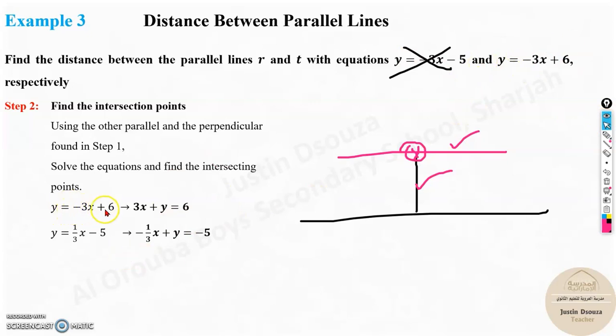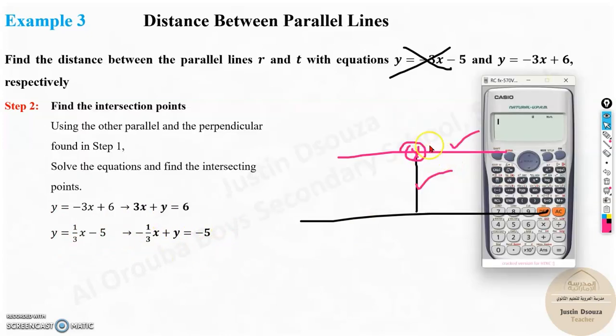See, y is equal to minus 3x plus 6. This step was done in the last video as well, the last type of problem. So use this particular line, rearrange it and write it as 3x plus y equals c. 3x plus y, this minus 3 becomes plus 3x plus y equals 6. What about the other one? This equation is the perpendicular line equation. Now, minus 1 by 3x plus y equals negative 5.